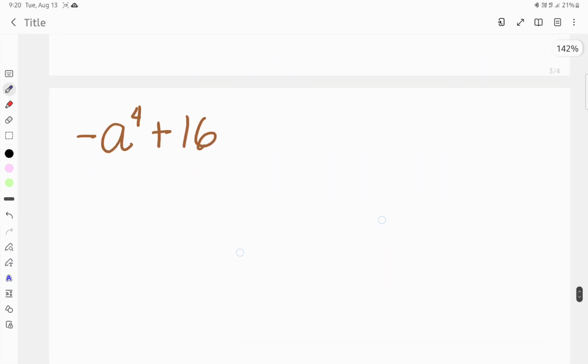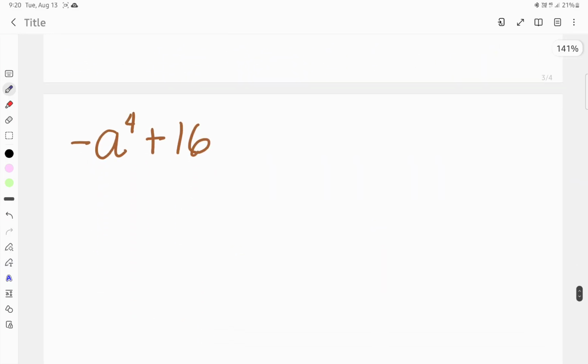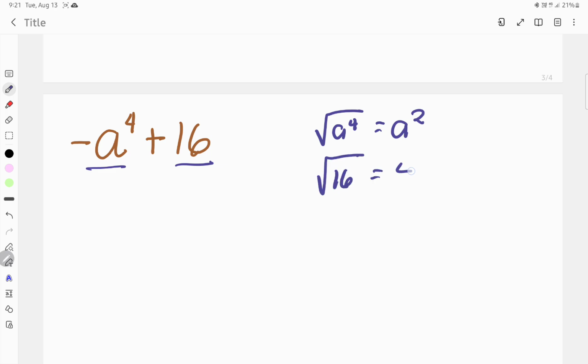Let's go on to this one. This one might be tricky. However, it still has the difference. Now, as you can see, this is a perfect square. This is also a perfect square. Let's check. Square root of a to the fourth, that would be a squared. Square root of 16, that would be 4. Am I right? Now, if you could write the common factor, we could have that as a.